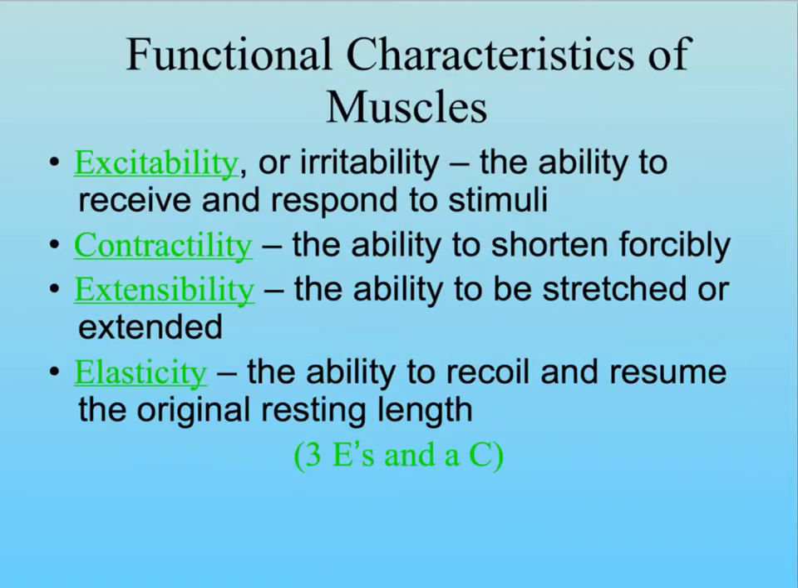Okay, so the functional characteristics of muscles, we call this 3 E's and a C. Excitability is one, so that's the ability to receive and respond to stimuli. Contractility is the C there, the ability to shorten forcibly, so contract. Extensibility is the ability to be stretched or extended. And elasticity is the ability to be able to recoil and resume the original resting length. If your muscle didn't do one or more of these, you would have something wrong with your muscle.